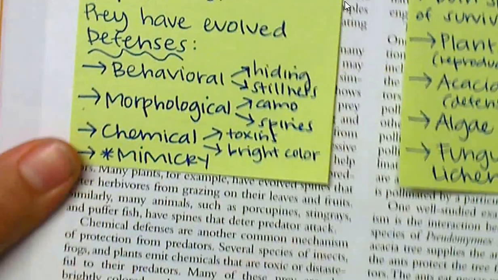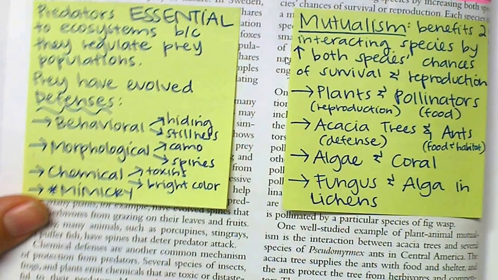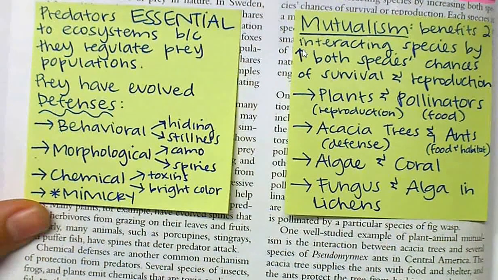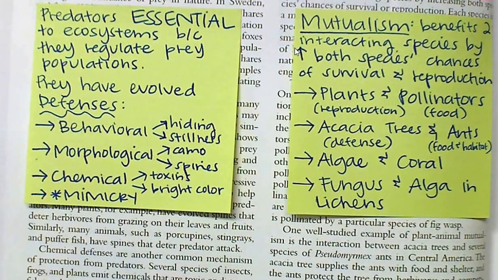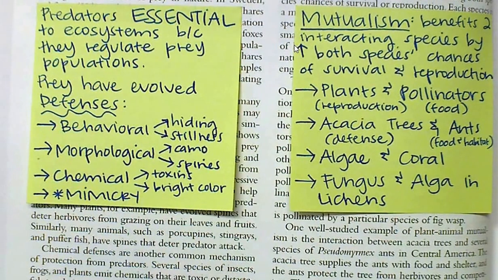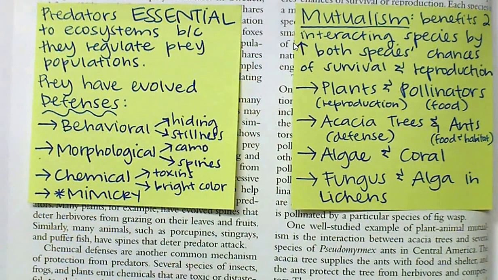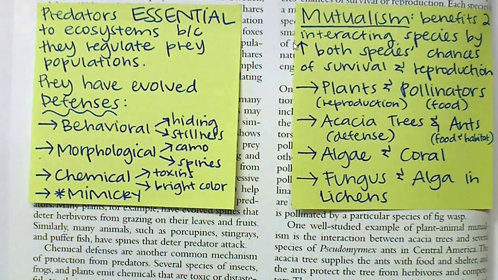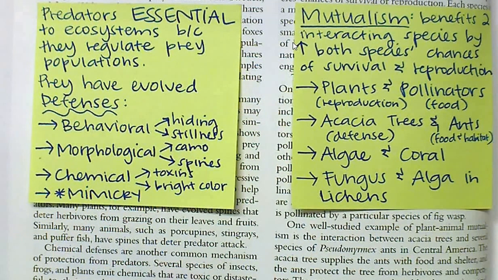All right, now predators are an essential part of ecosystems because they regulate prey populations. So I think that was one of our questions on our DOL this past week, was why do we need predators in ecosystems? And they actually help to regulate prey populations, make sure they're not overpopulating.